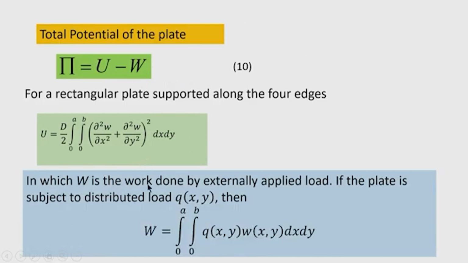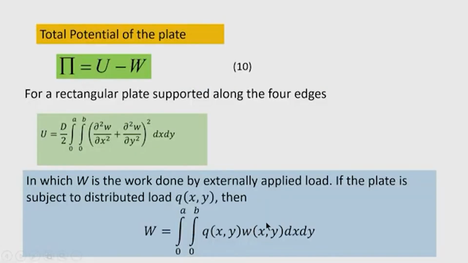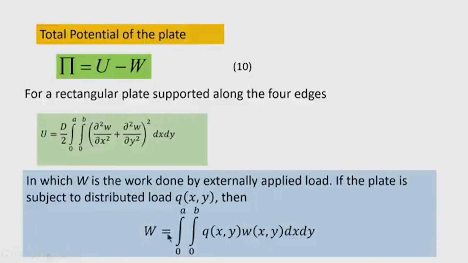The W is the work done by externally applied load. If the plate is subjected to distributed loading, say q x y, then W is nothing but the load multiplied by the deformation and it is integrated over the domain. Now, here we have not used the term half, because the deformation does not change during the application of the load, or the load does not change while the plate is undergoing the deformation. So, therefore, in case of W we have not used the factor half.